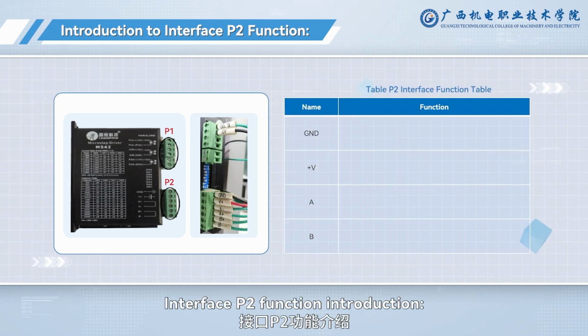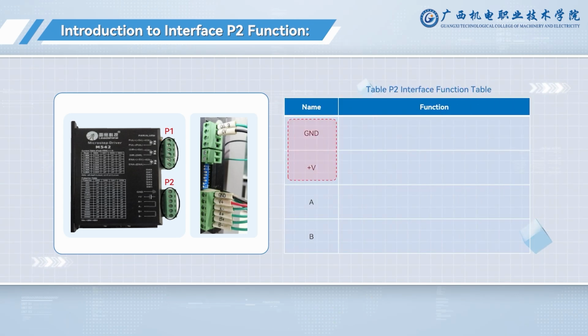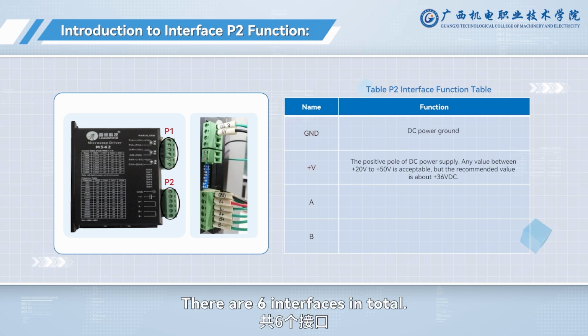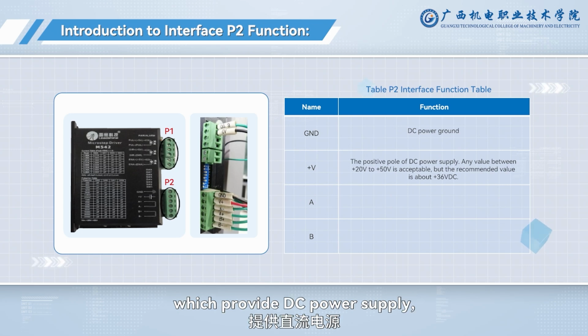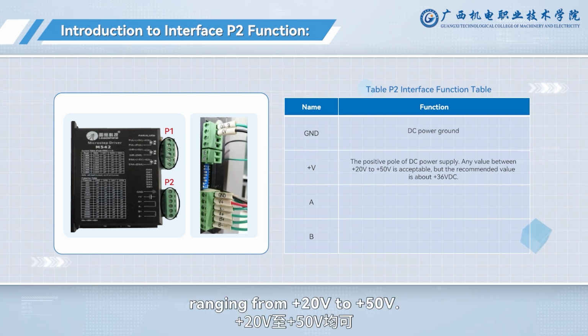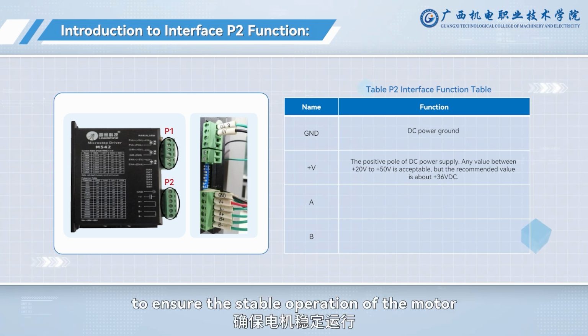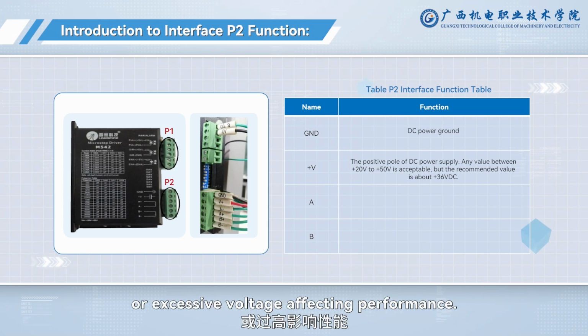Interface P2 function introduction. There are 6 interfaces in total. The first and second are power interfaces, which provide DC power supply, ranging from plus 20 volts to plus 50 volts. Plus 36 volts DC is recommended to ensure the stable operation of the motor and avoid insufficient or excessive voltage affecting performance.